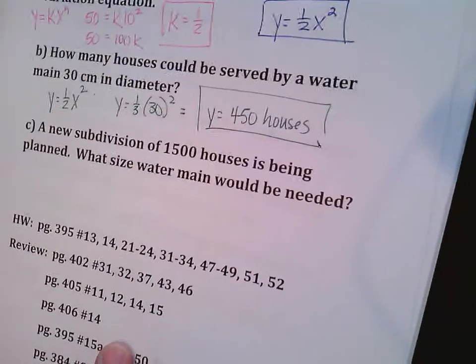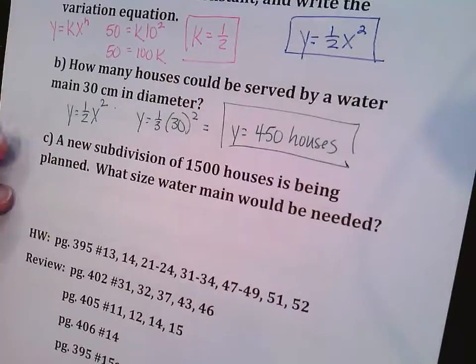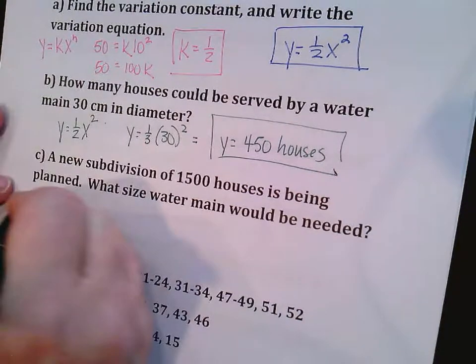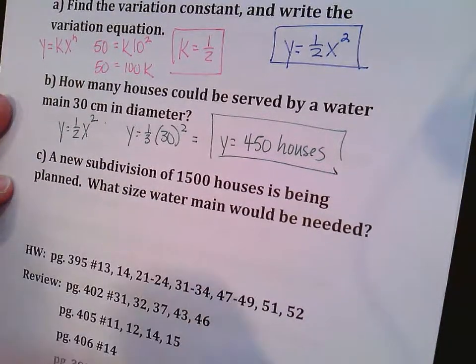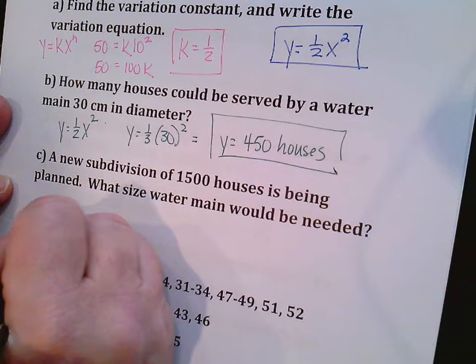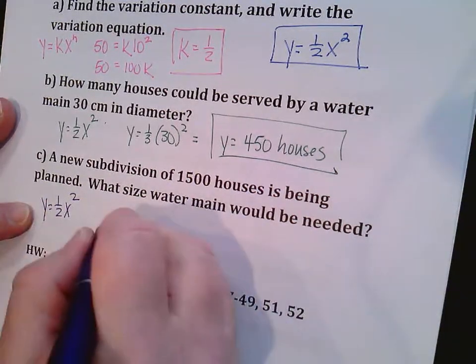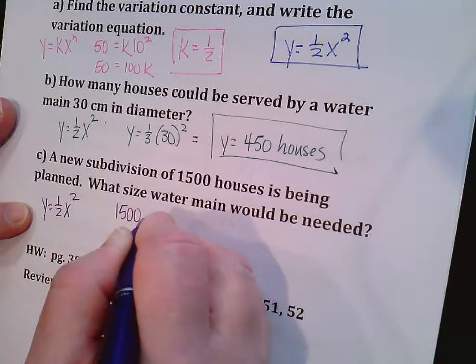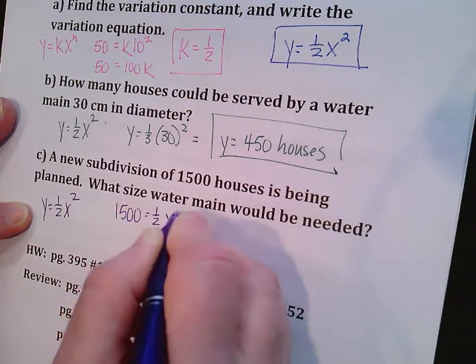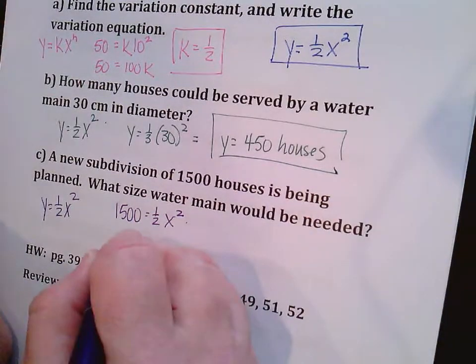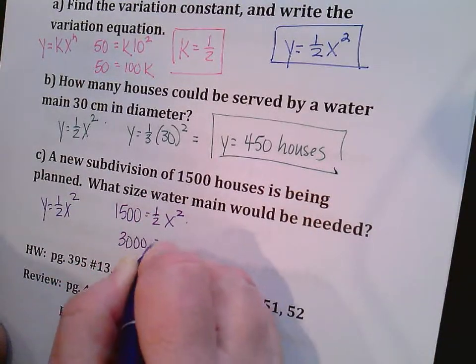Well, let's say we're planning a new subdivision, and that new subdivision is going to have 1,500 houses. And I need to know how big a water main I need. So I would take y equals 1/2 x squared. I need 1,500 houses, so that's going to go in for y. So I have 1,500 equals 1/2 x squared. To undo the 1/2, I'm going to multiply both sides by 2. That gives me 3,000 equals x squared.